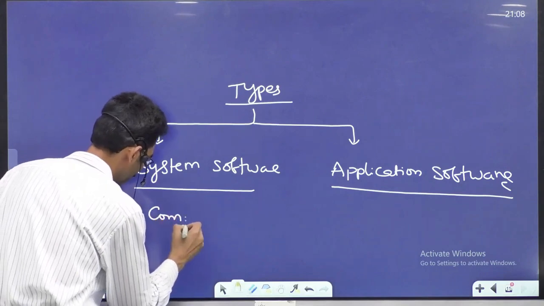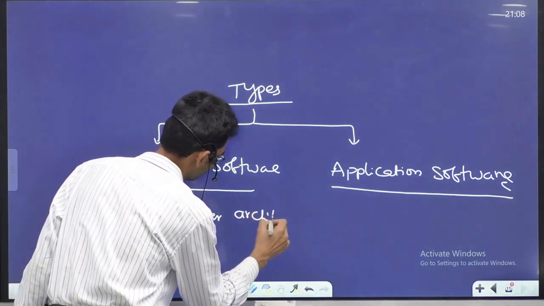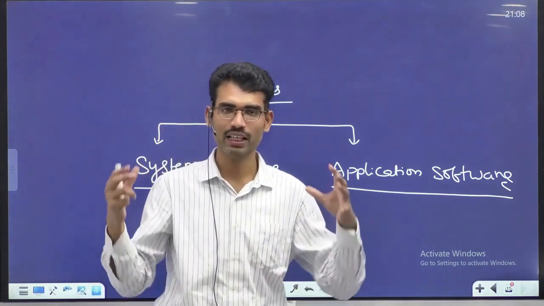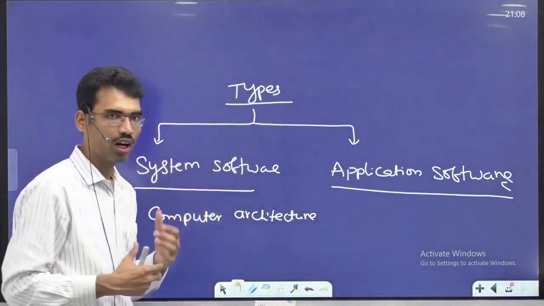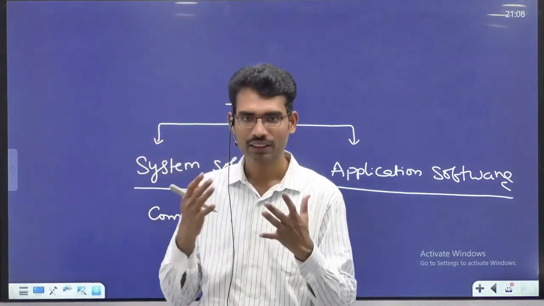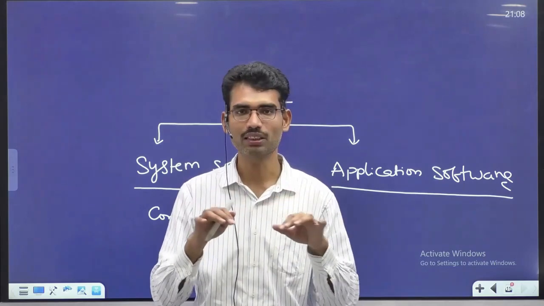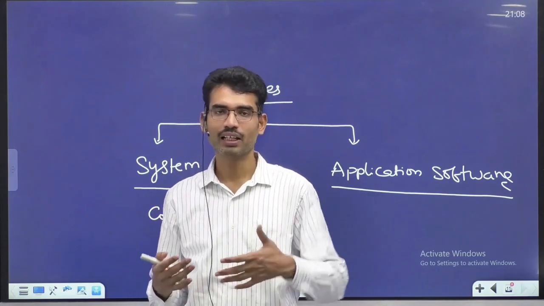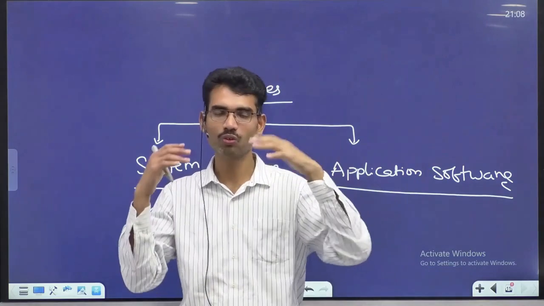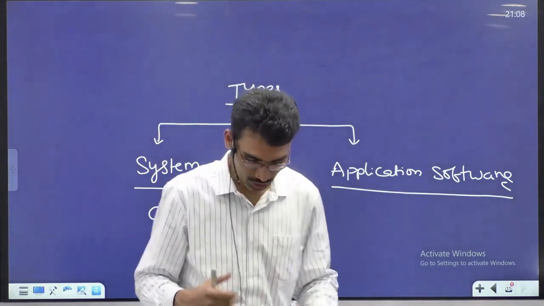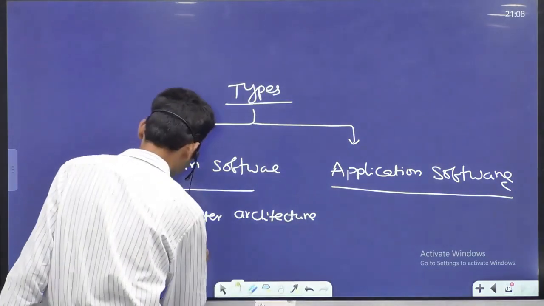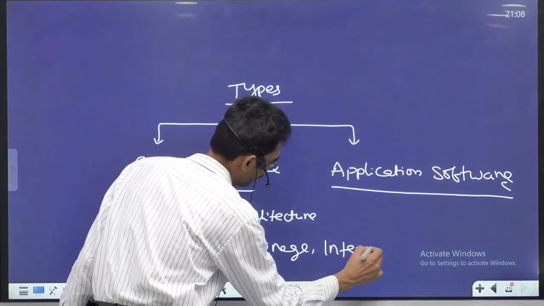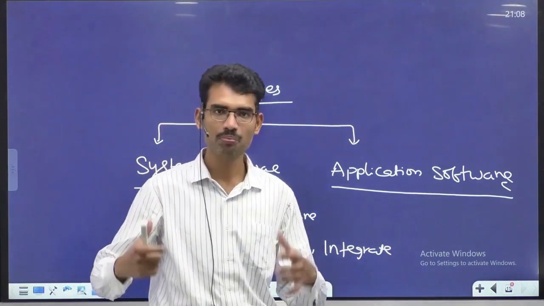So computer architecture: input devices, output devices, and the central processing unit all require a mechanism so that they operate with integrity. Otherwise, if we give something on the keyboard, the central processing unit may not infer what has to be done exactly. And it may not communicate with output devices, and we won't see anything on the monitor. This is what we call system software. Simply to control, to manage, to integrate computer hardware components.